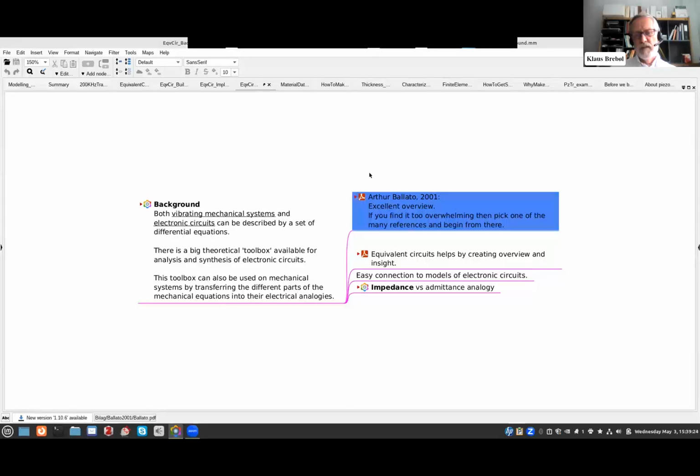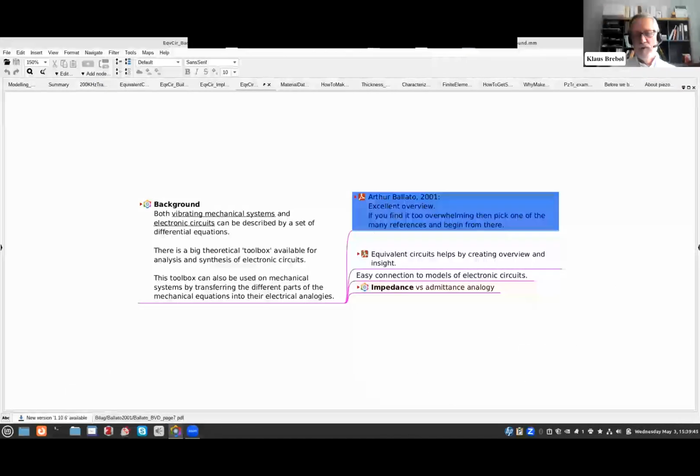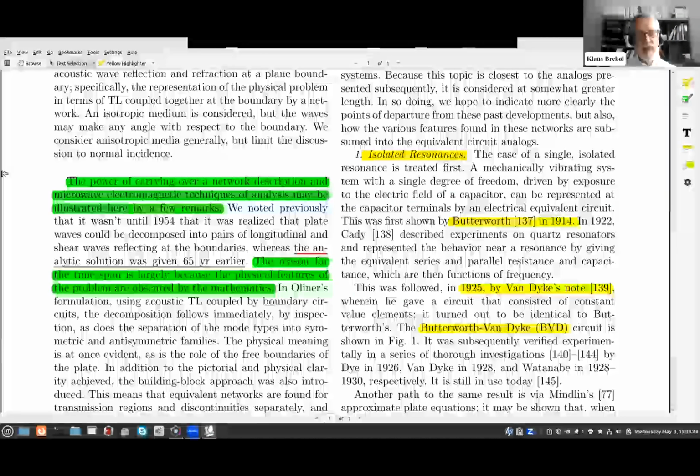There is an excellent paper written by Arthur Balato from 2001. It covers a lot of the topic. It's some 50-something pages, and it's for sure worthwhile to read. It may be a bit overwhelming, but I would like to show you one remark from this. And that is the following.